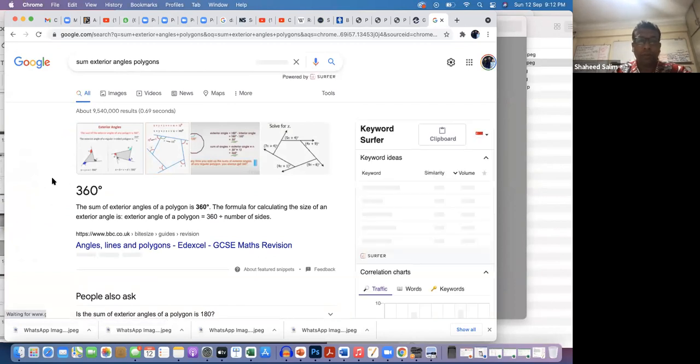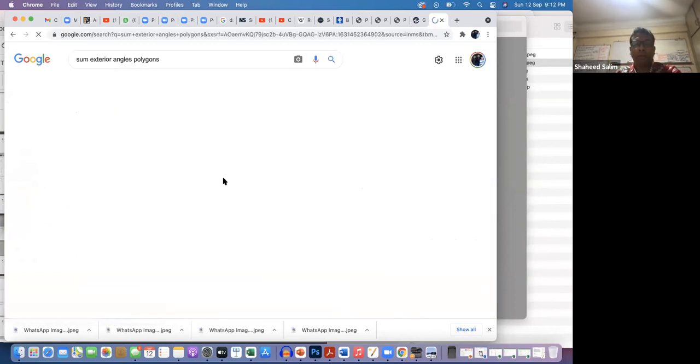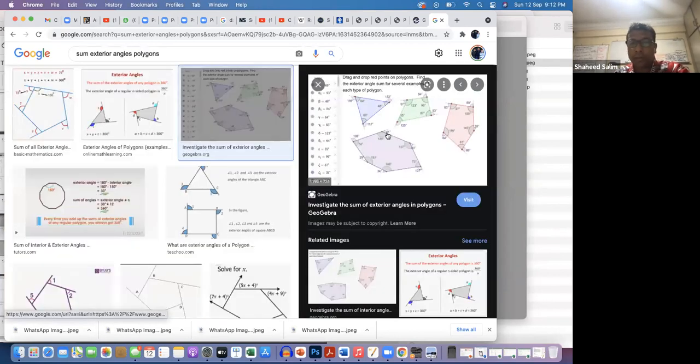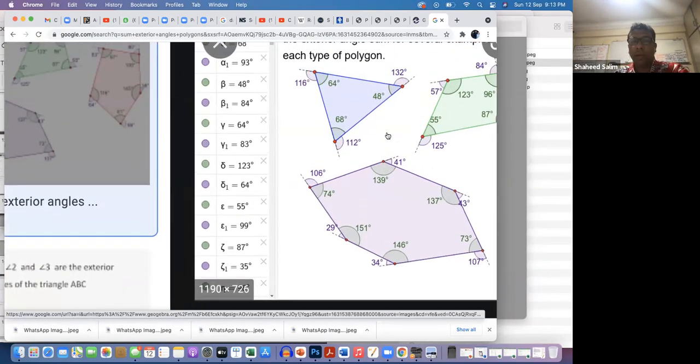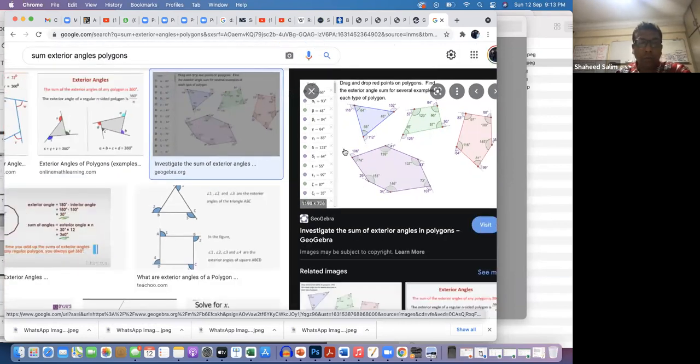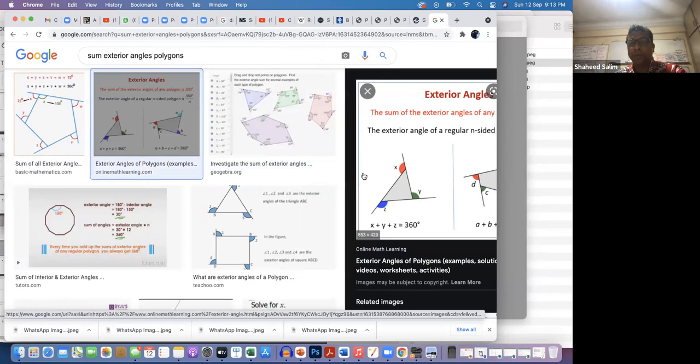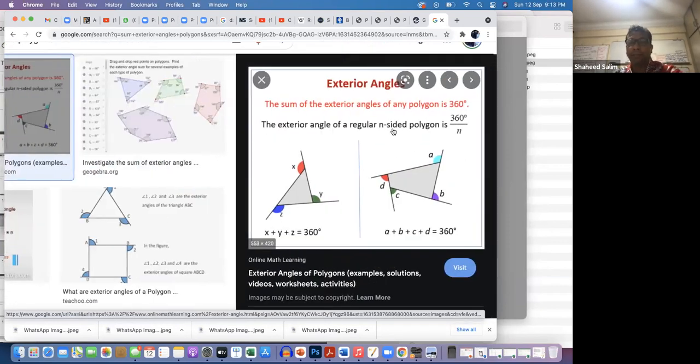So now down here, look at the images. They say something. What are they saying? Let us look at this one. This one is too complex. We don't want too complex, we take somewhere easier. This one. Can you see that? The sum of the exterior angles of any polygon is always 360.